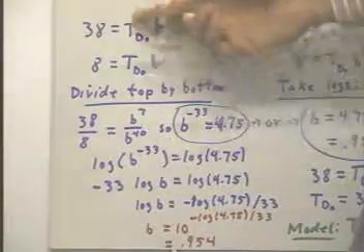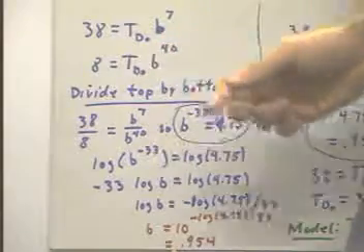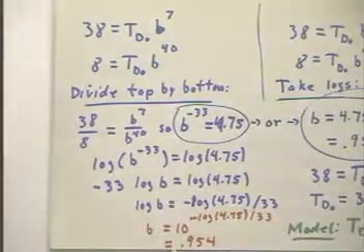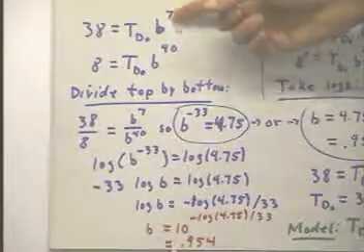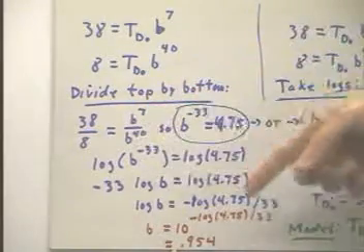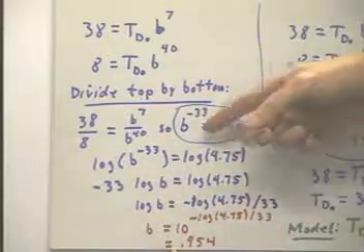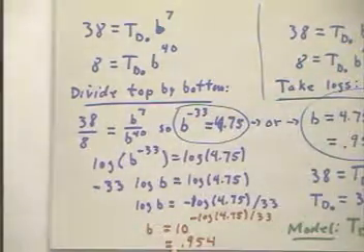This is pretty slick. We just divide the top equation by the bottom, because then our t_d0s will divide out. That's going to eliminate t_d0 all in one step, and we're going to have 38 over 8, which is here, equals b to the 7th over b to the 40th here. And of course b to the 7th over b to the 40th is b to the negative 33. 38 divided by 8 is 4.75. We end up with b to the negative 33 equals 4.75.